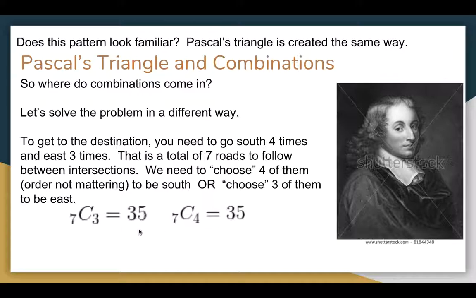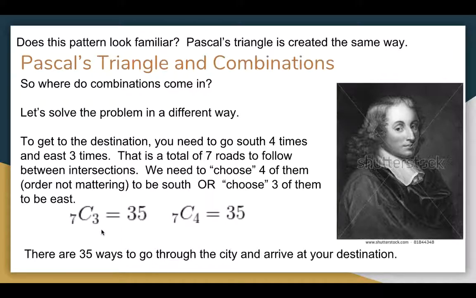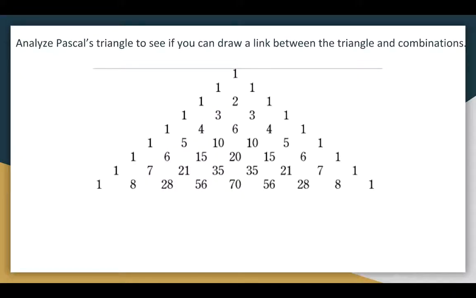The nice thing about this is that it really doesn't matter if you choose the south ones or the east ones. They're actually the same thing. And you might have noticed this from the last example with the soups: if these numbers add up to the 7, then they're going to be the same number. There are 35 ways to go through the city, and so we've connected that idea.